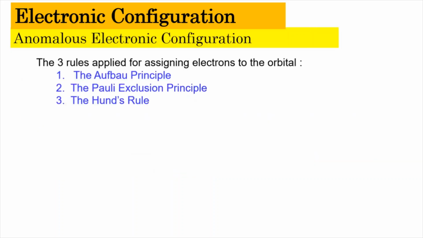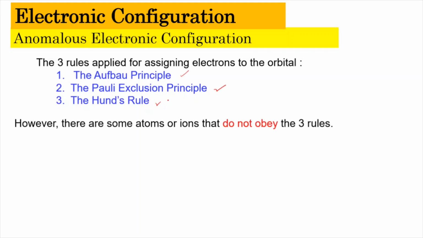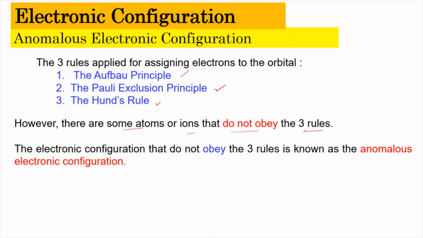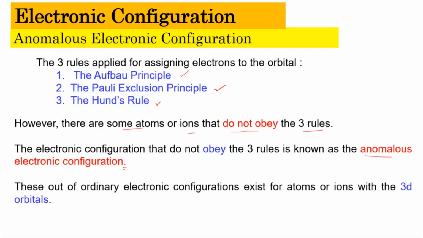As before, the three rules are applied for assigning electrons to the orbitals. We have the Aufbau principle, the Pauli exclusion principle, and Hund's rule. However, there are some atoms or ions that do not obey these three rules, and that electronic configuration is known as the anomalous electronic configuration. This out of ordinary configuration exists for atoms or ions with the 3d orbital, and specifically we're going to study chromium as well as copper.